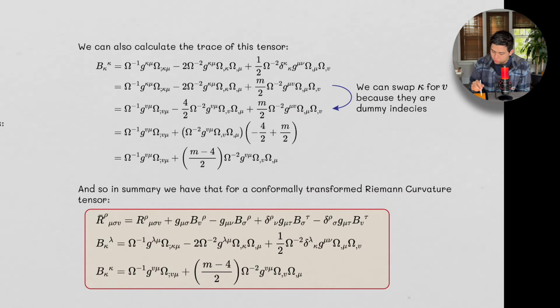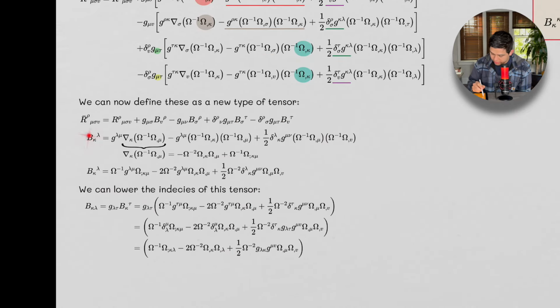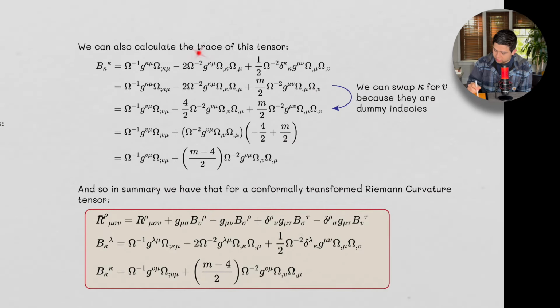We can also calculate the trace of the tensor. To do that, we're taking this guy here and identifying all of the lambdas with kappas. We get this right here, and then to get from here to here, we can swap kappa for mu because they are dummy indices. And then we get this here, and then we get this right here.